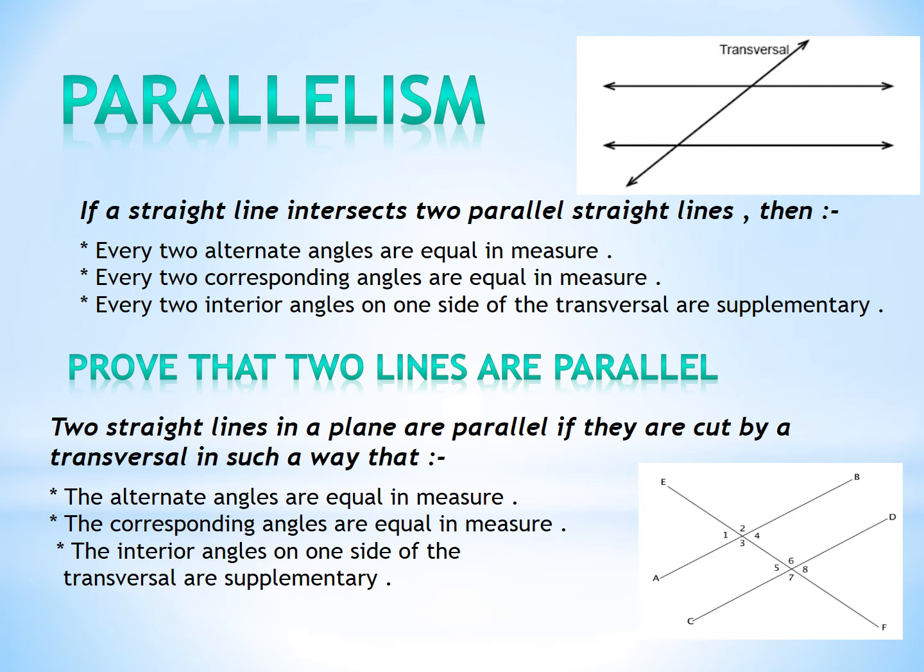are supplementary. How to prove that the two lines are parallel؟ ازاي اثبت ان انا عندي two lines دول parallel؟ Two straight lines in a plane are parallel if they are cut by a transversal in such a way that لما يبقوا هما الاتنين حصل لهم cutting by a transversal ونتج عن الcutting ده the alternate angles are equal in measure, the corresponding angles are equal in measure, أو ألاقي interior angles on one side of the transversal are supplementary اللي هو السم بتاعهم يعمل 180.